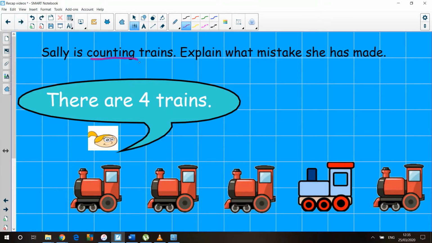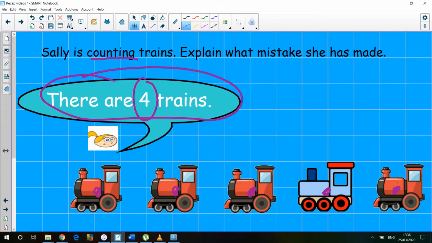Sally is counting trains. Explain what mistake she has made. Well, Sally, she's here, and Sally says there are 4 trains. 4 trains. Well, let's count the trains to see if there are 4. Count with me. I've got 1, 2, 3, 4, 5. I've got 5 trains.